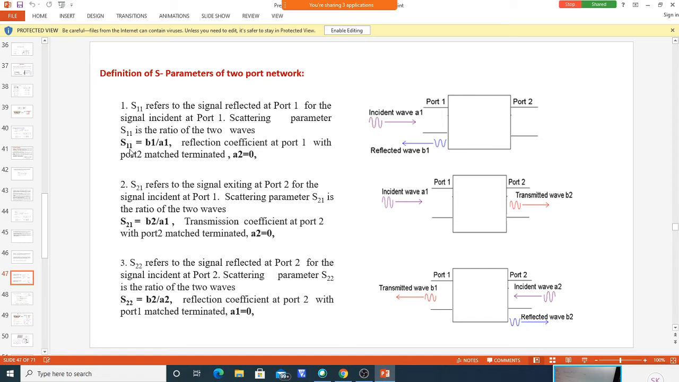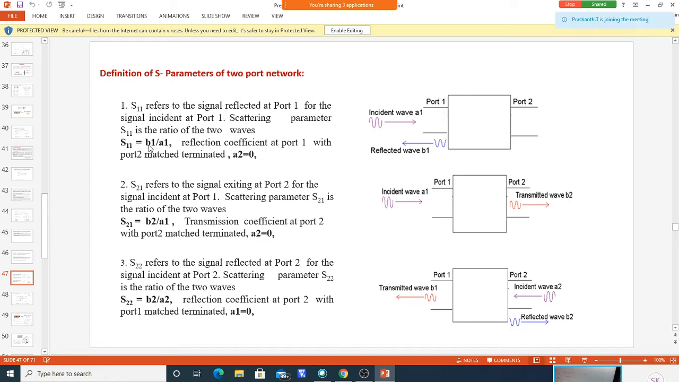Here S11 is defined as B1 by A1. I already told you about B and A. B represents the outgoing wave, and A represents the incident wave to the network. So this is a network here. This is a wave incident on the network, and this is the outgoing wave. B is the outgoing wave. And the subscript represents the port number where that wave is incident or exiting.